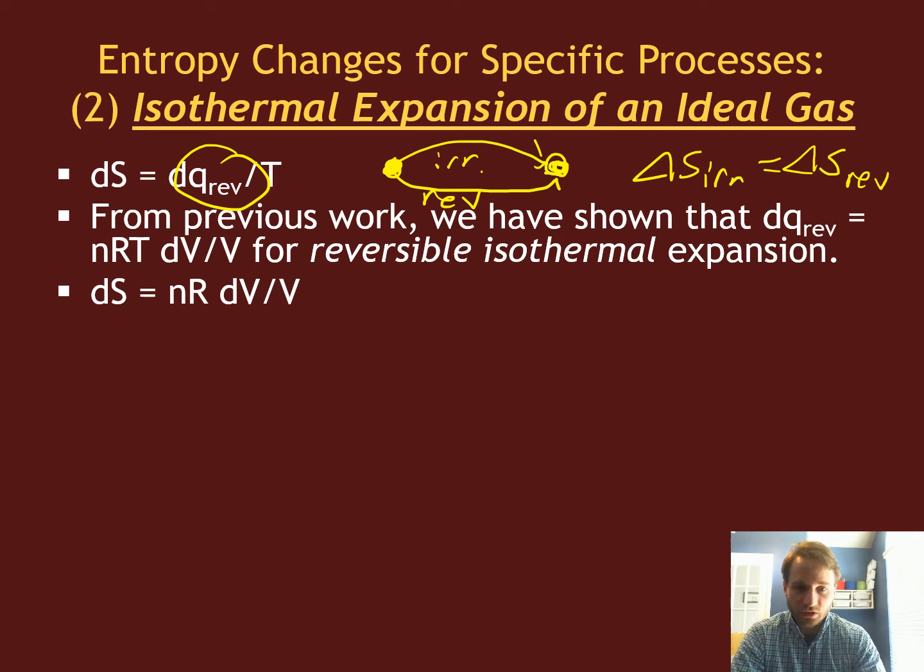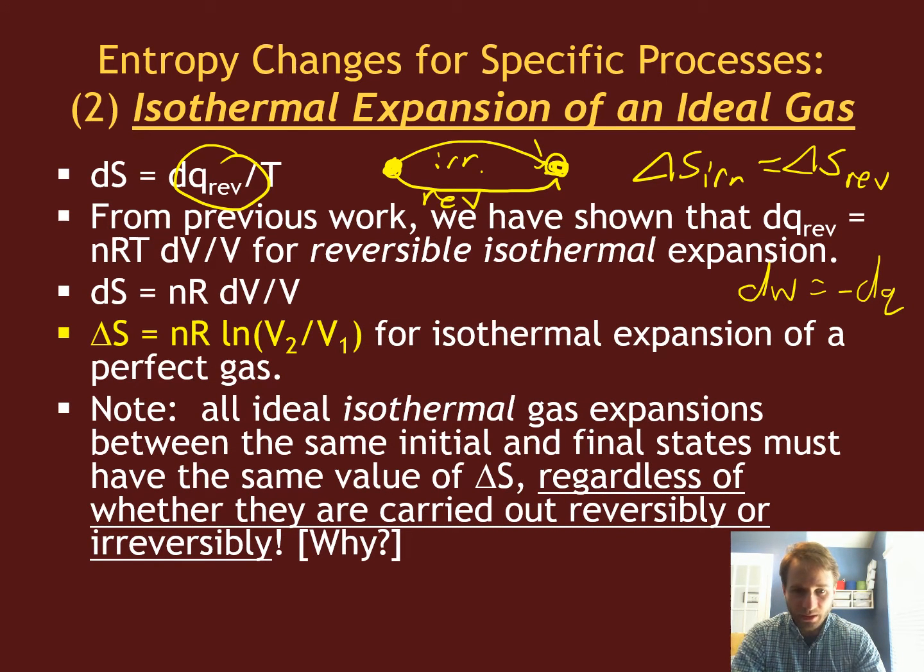So we know for a reversible isothermal process that the heat transfer is just nRT dV over V. That's obtained from the fact that dW equals minus dQ. And so dS, plugging in for what dQ reversible is, is just nR dV divided by V. So we just integrate that, and you get that the change in entropy for an isothermal process of an ideal gas is nR ln V2 over V1, or V final over V initial.